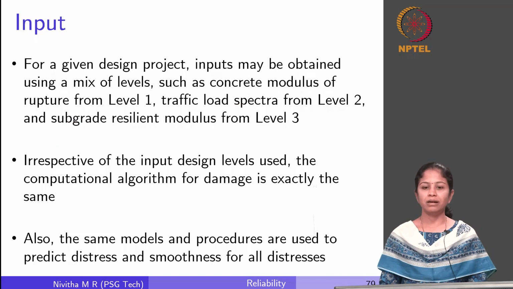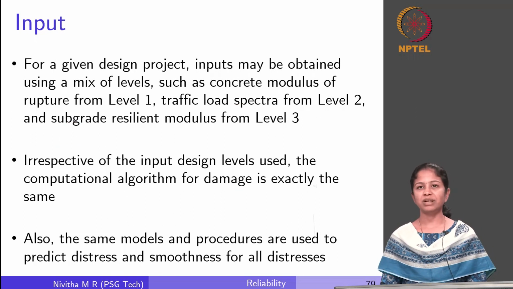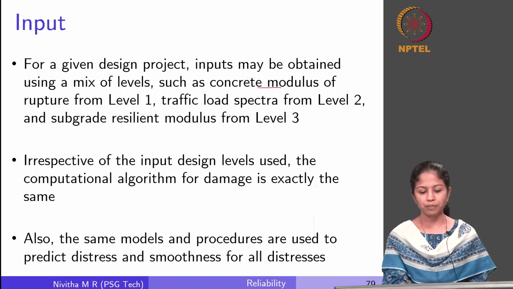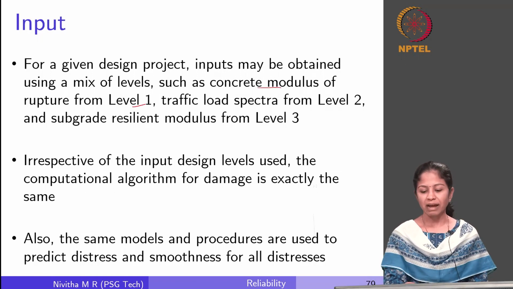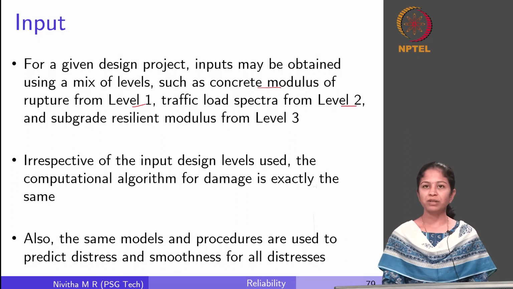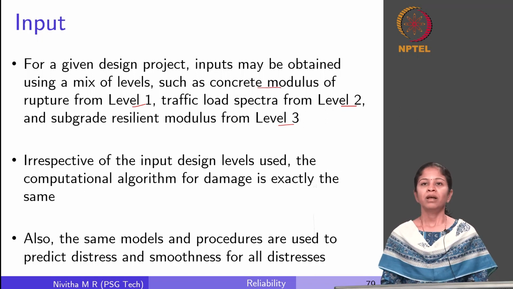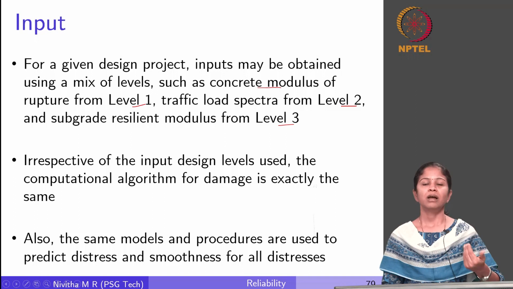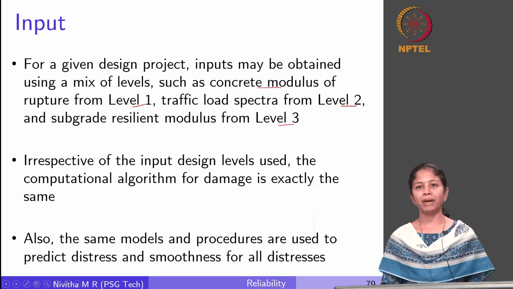So, for a given design project, input may be used as a mix of levels. So, that is what I was mentioning. Say for example, if I am designing a concrete layer, for concrete modulus of rupture I can use a level 1 kind of input, traffic load spectra I can use level 2, and for the subgrade resilient modulus I can use level 3. If you recollect the AASHTO 1993 design procedure, we had only one reliability level which was applied to the design procedure, right. But here we have flexibility in choosing the level of reliability for each layer, for each parameter that we are using in the design.